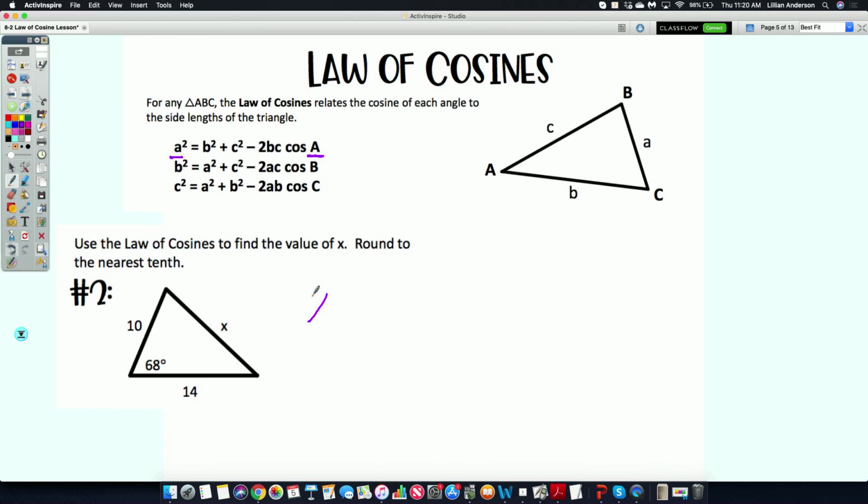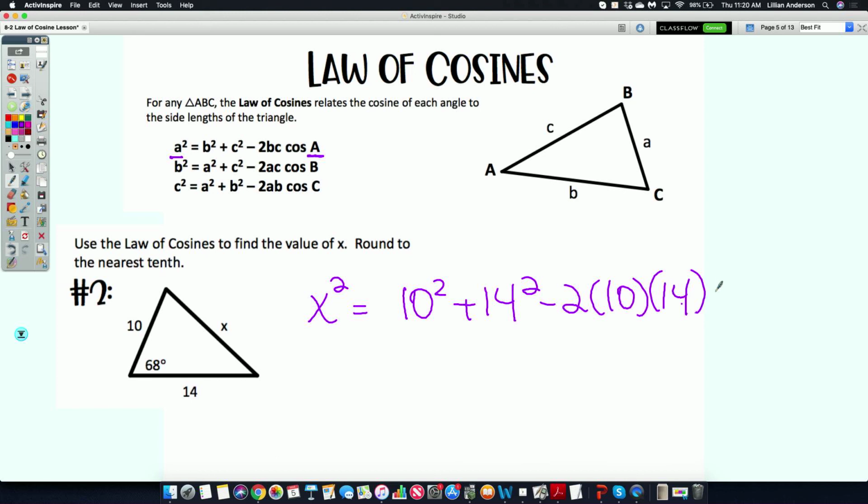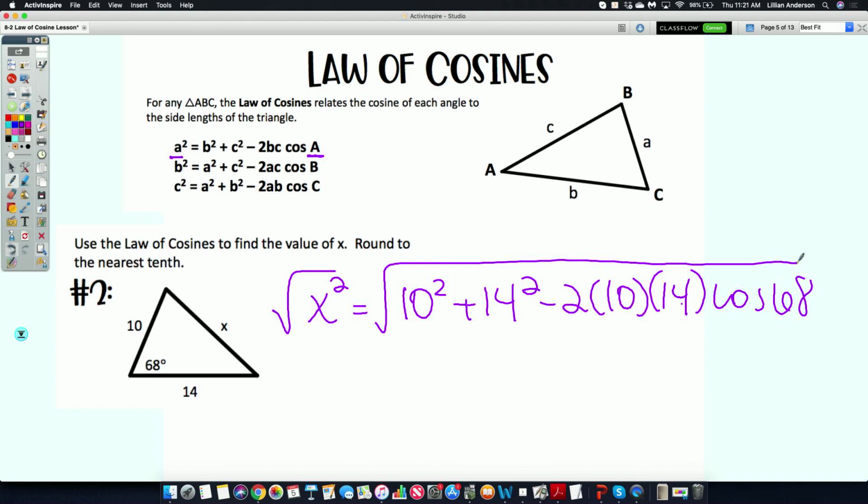So when I set this up, hopefully you guys did x squared is equal to 10 squared plus 14 squared minus 2 times 10 times 14 times the cosine of 68. And then before you actually wrote your final answer, you did what? Square root. Very straightforward, right? Law of cosines, very straightforward. Nearest tenth, what is it? 13.8. Any objections? Okay, do number 3.